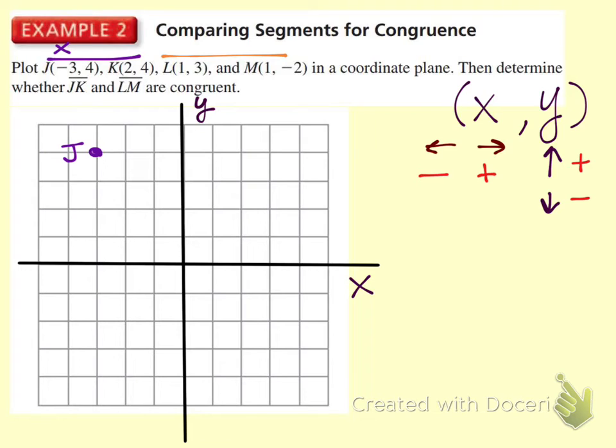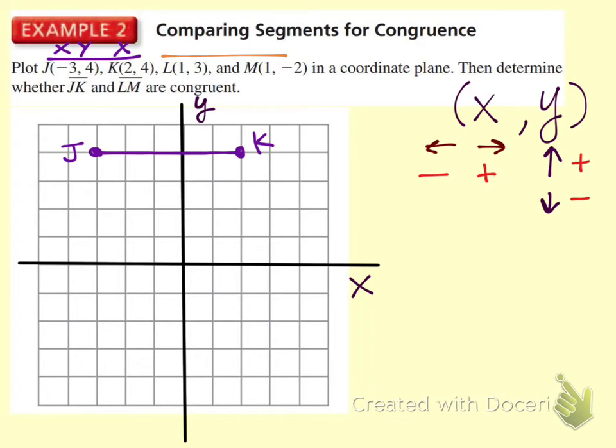So we have J. Now we want K. The x is 2. So starting again from the origin, I'm going to go to the left or to the right? All right. To the right, 1, 2. And then am I going to go up or down? Up, 1, 2, 3, 4. Okay. Connect the dots. So we have one segment. Make sure you have J and K labeled. Then we'll move on to LM.